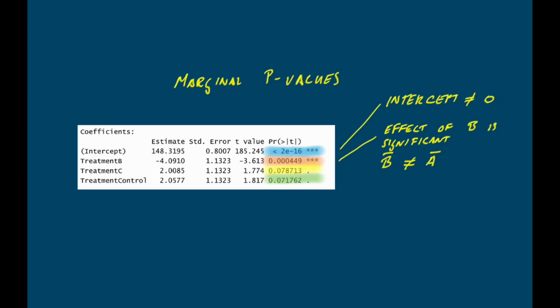What about the other two that we have? Well, neither of those values is lower than 0.05, so neither of them are significant. Recall that these are contrasts with our reference level. So the 0.07 value for treatment C and for the control treatment level are telling us that neither of these are significantly different from treatment A. In other words, if you're comparing the effect of treatment C or the effect of the control with treatment A, neither of those factor levels has a significant effect.